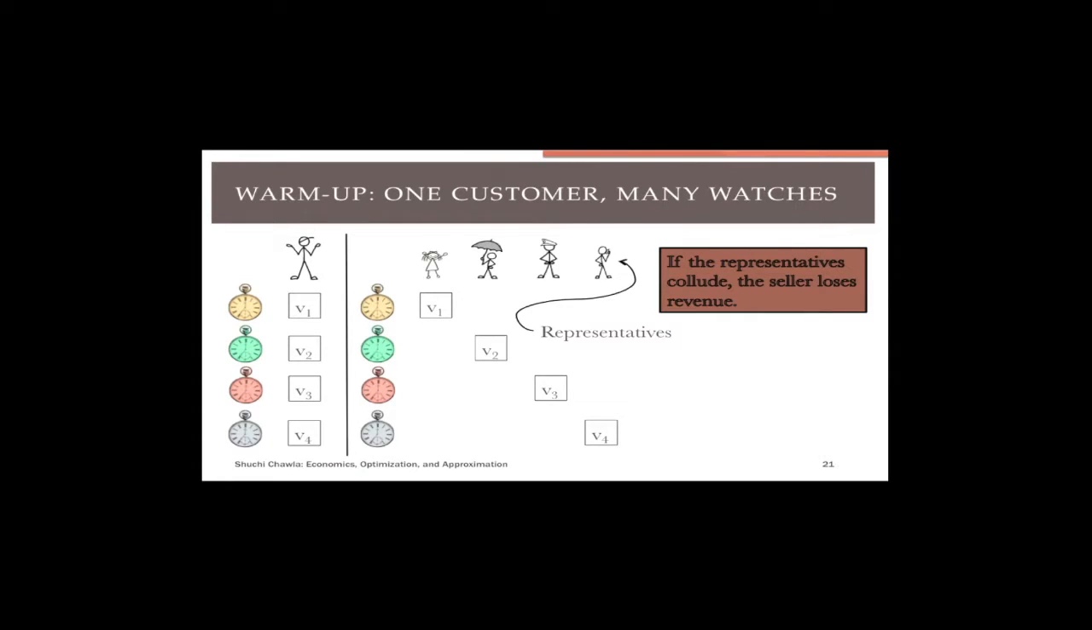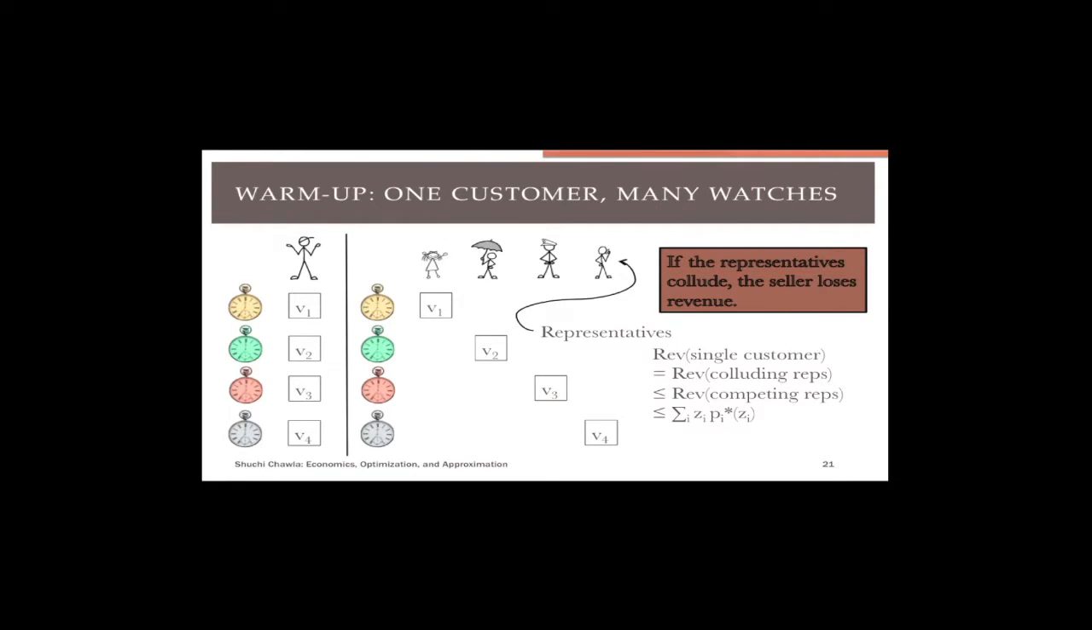Any kind of cooperation is going to be against the seller and to the benefit of these consumers. So in particular, we can note that in this setting, where we have a single consumer, which is the same as having four different consumers colluding with each other, is worse for the seller than the setting where you have four different consumers competing against each other.